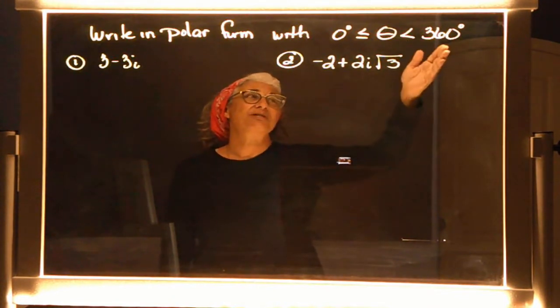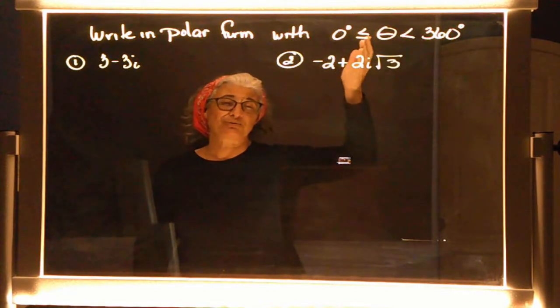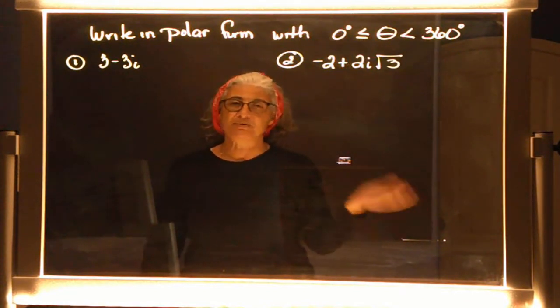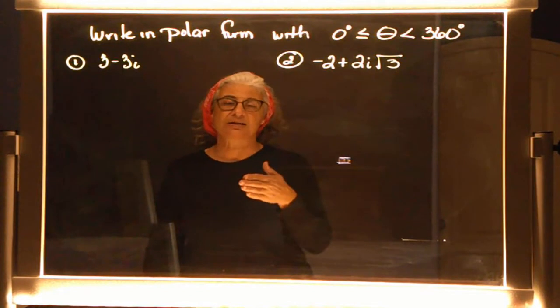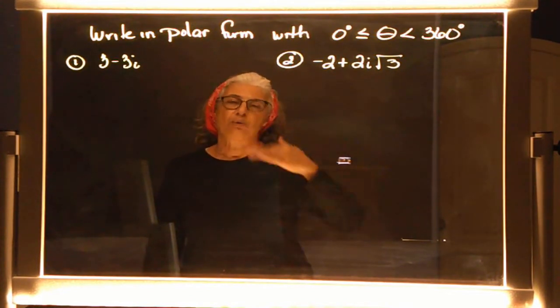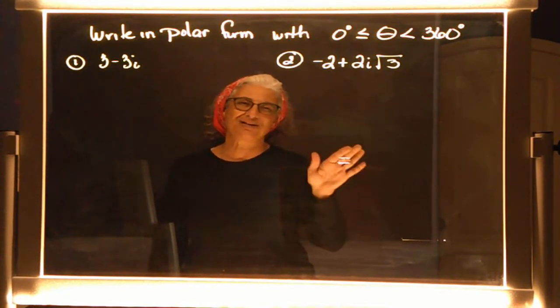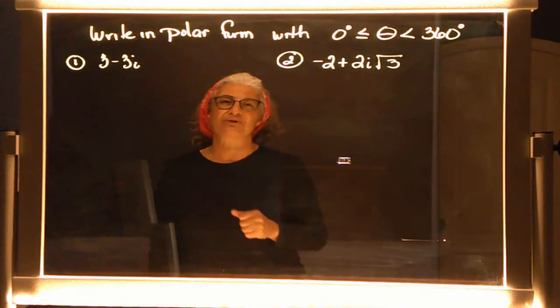Now some of you may be asking, why is it not equal to 360 degrees? Well, isn't 360 degrees in the same location as 0 degrees? So you don't want both of them. It's either one or the other. So we're going to start at 0 and include the 0. We'll end at 360 degrees, but we're not going to include it because it's the same as 0 degrees.